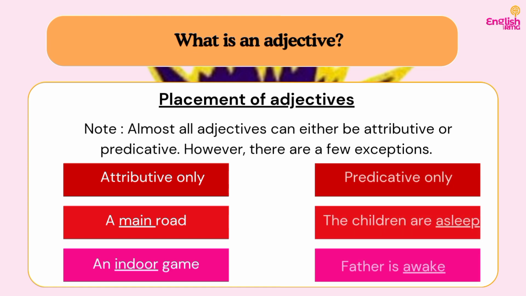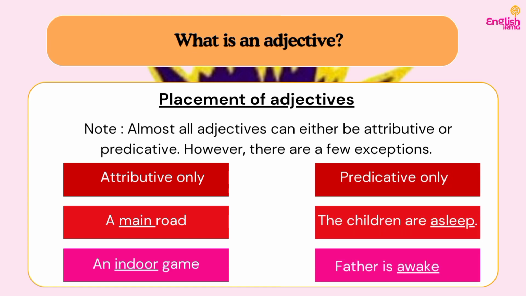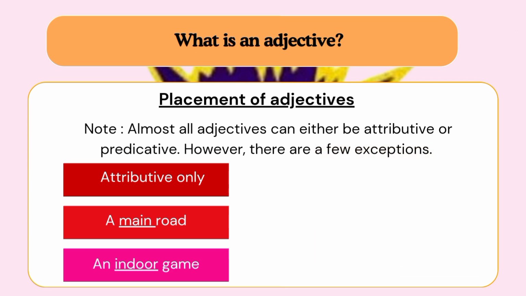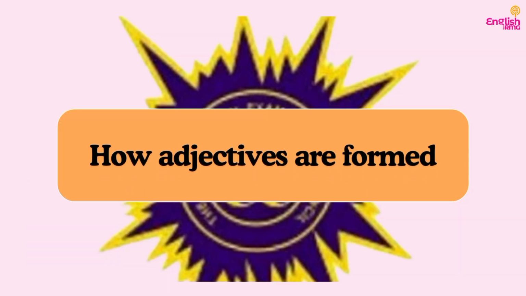For predicative as well, we have, for example, the children are asleep. Asleep here is modifying the children. So you cannot say they are asleep children. Do you understand? You can only say the children are asleep. For the father as well, the father is awake. You cannot say the awake father. Do you understand? Now let's move on to the next subtopic, which is how adjectives are formed.